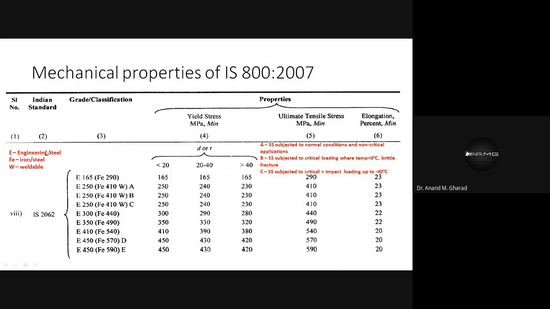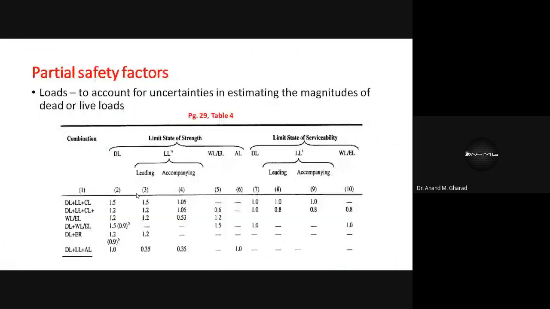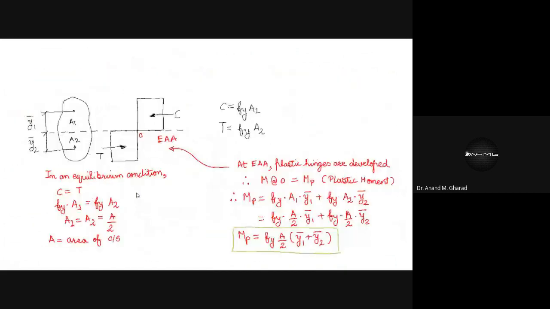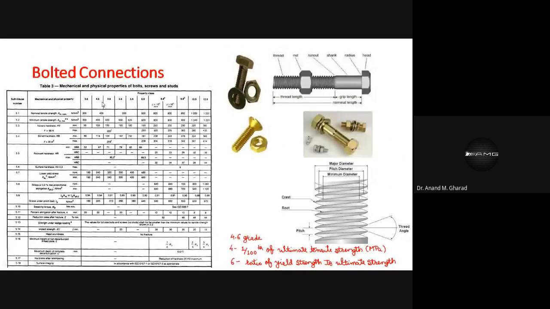FE stands for engineering iron or steel. E stands for engineering steel. W stands for whether the steel is weldable or not. And A, B, and C are the different grades based on different situations, right? So accordingly, the bolts are provided with different types of grades like 3.6, 4.6, 4.8, etc.